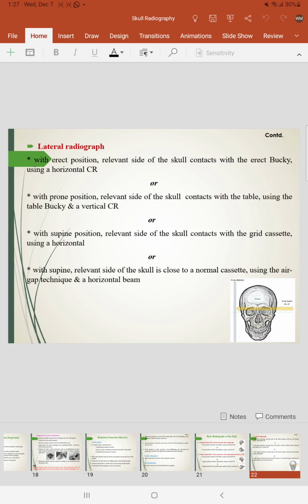Then lateral radiographs. With erect position, the relevant side of the skull contacts the erect bucky using a horizontal center ray. With prone position, the relevant side of the skull contacts the table using the table bucky and a vertical center ray. With supine position, the relevant side of the skull contacts the grid cassette using a horizontal center ray. With supine, the relevant side of the skull is close to the normal cassette using the air gap technique and a horizontal beam.